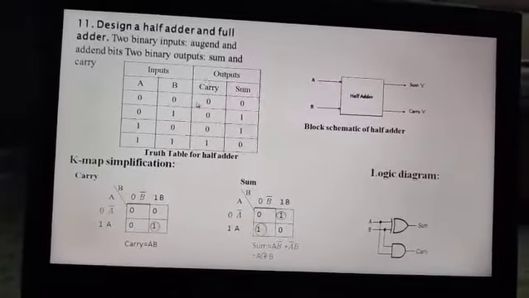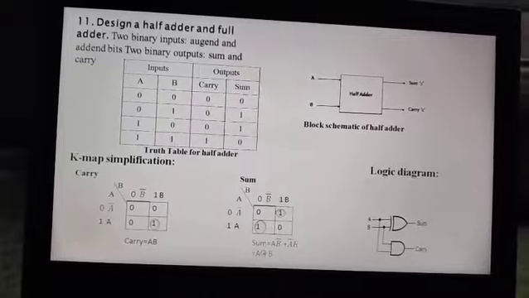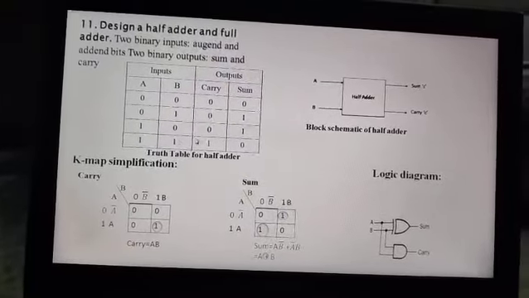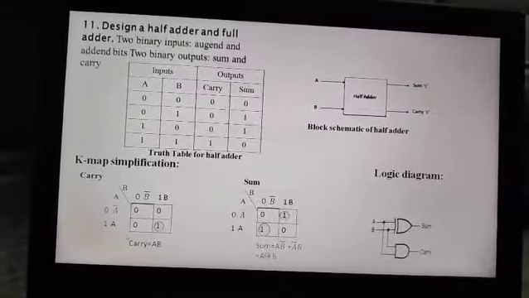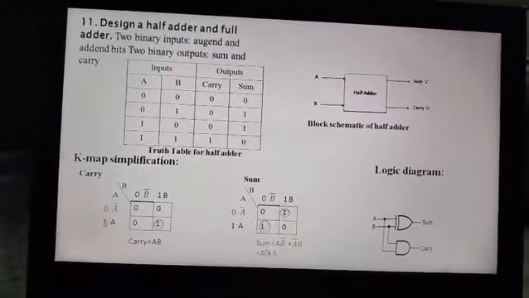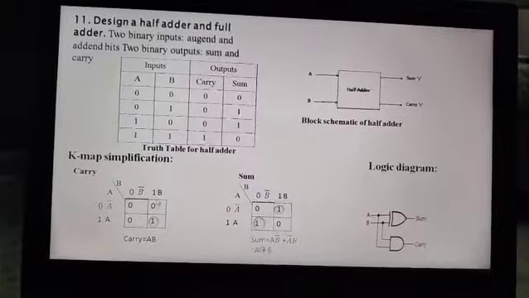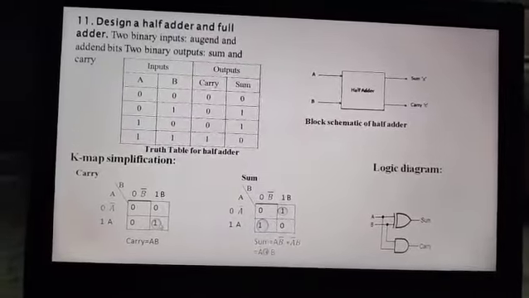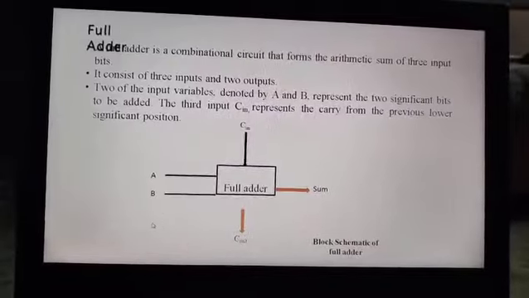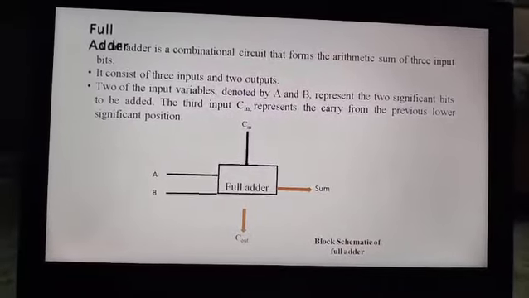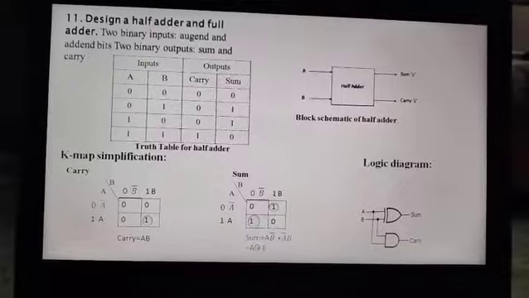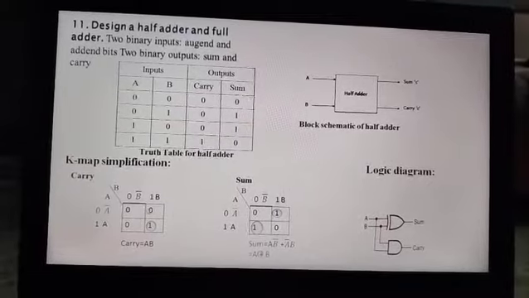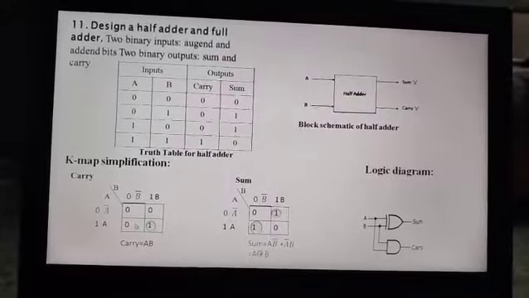Now we have to look at the carry, where the 1 is available. In the place of A equal to 1, B equal to 1, the 1 is available. So I am searching for A equal to 1, B equal to 1. So in this place I have specified 1. And in the remaining places, it has been specified as 0. Right? In the remaining places, it has been specified as 0.